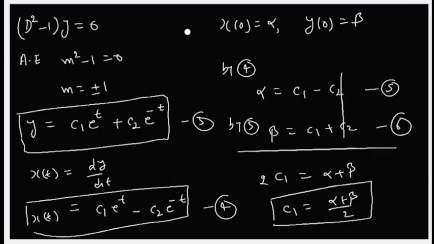So what is the value of c2? c2 equal to beta minus c1, from equation 6, which is equal to beta minus (alpha plus beta) by 2.